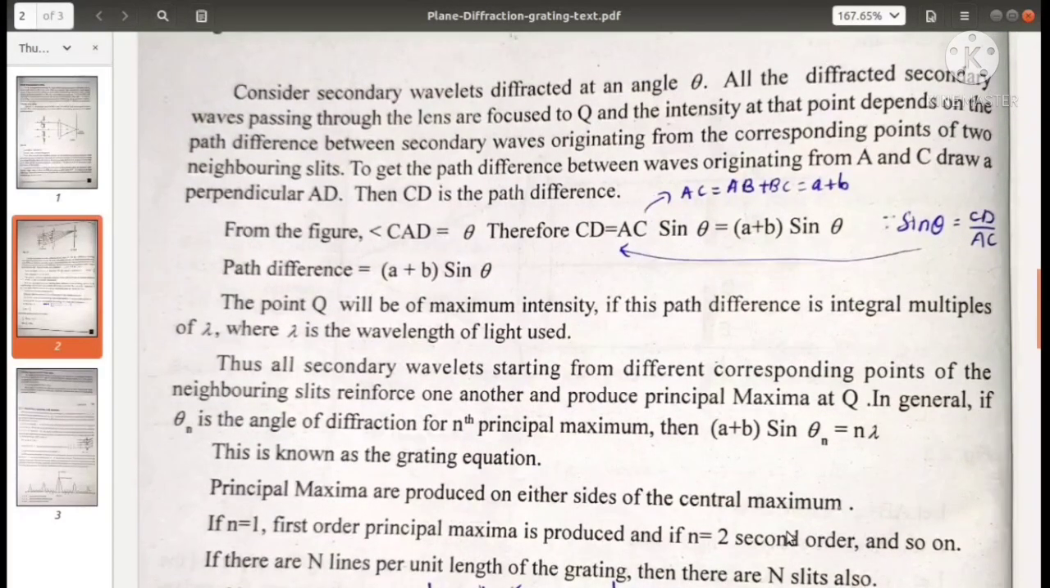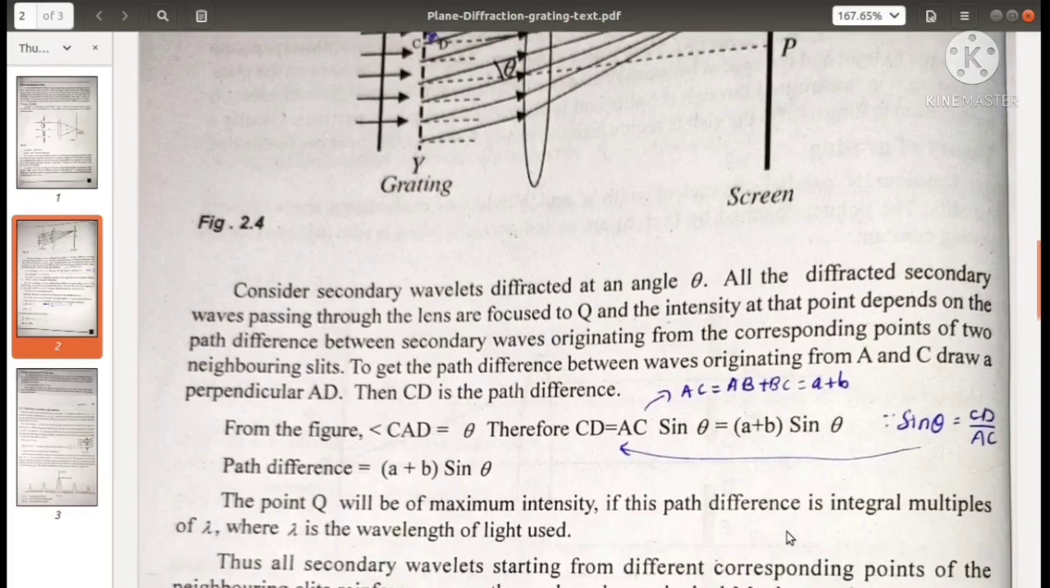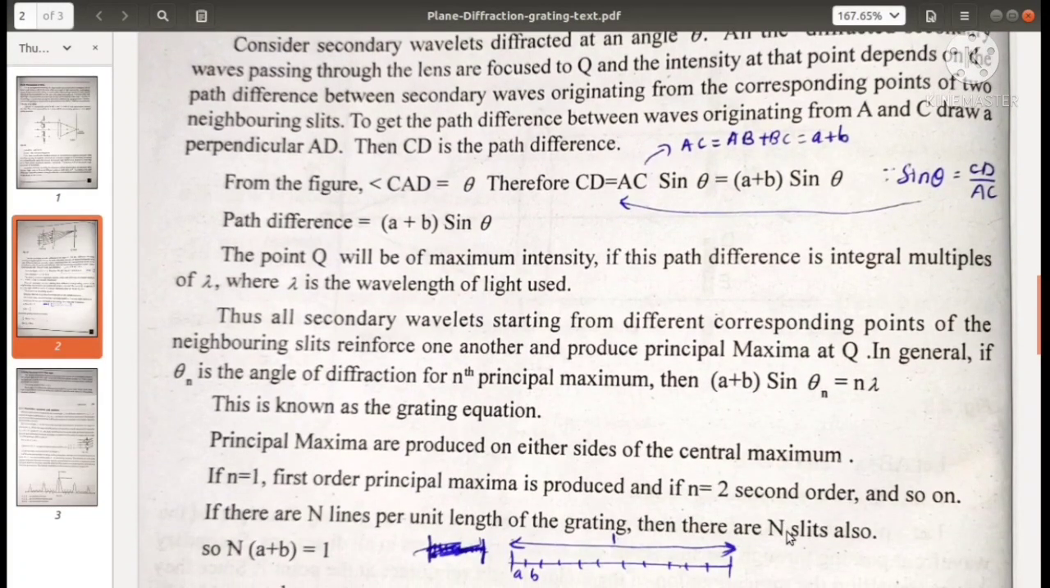So this point Q will be of maximum or minimum intensity according to whether this path difference corresponds to n lambda or vice versa. Okay. So if (a plus b) sin theta is equal to n lambda, or an integral multiple of lambda, then we will get maximum intensity there. Usually the point Q will be of maximum intensity if this path difference is an integral multiple of lambda.